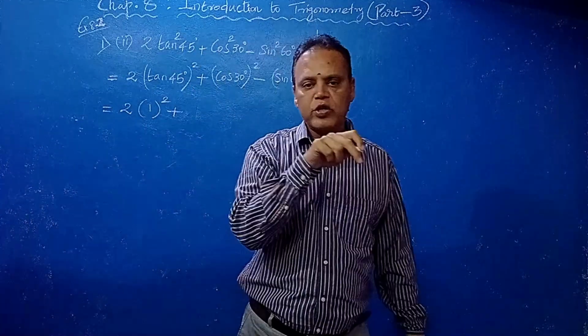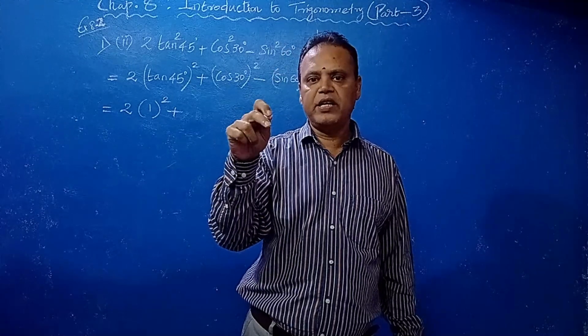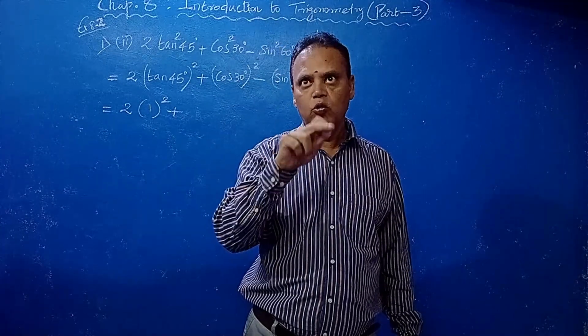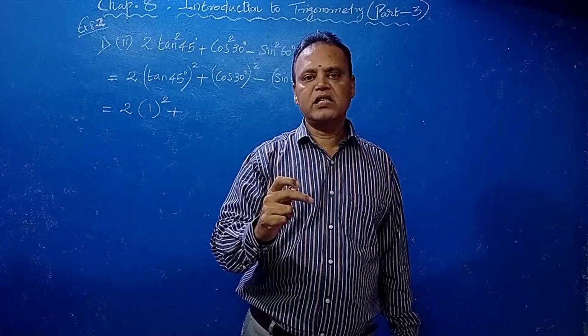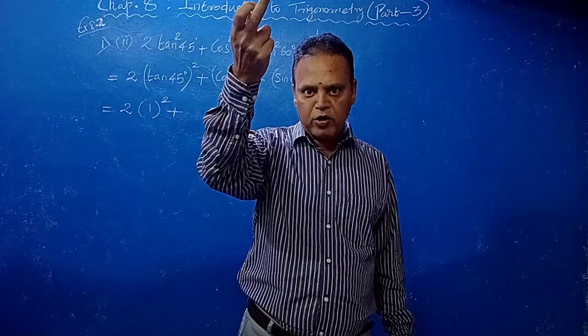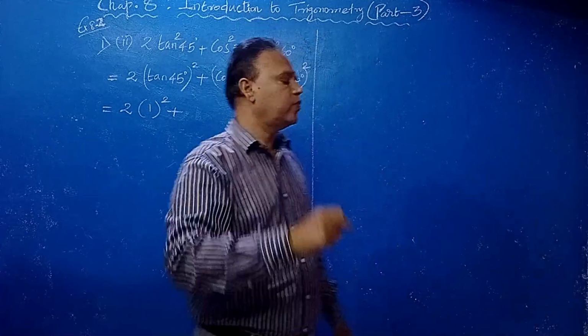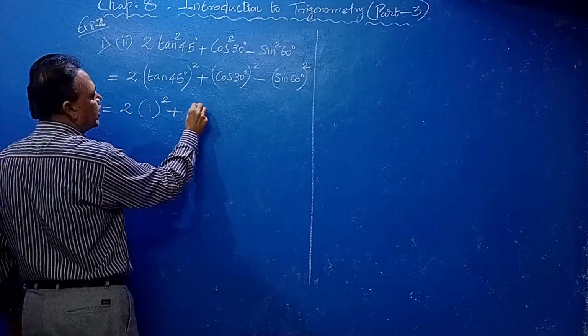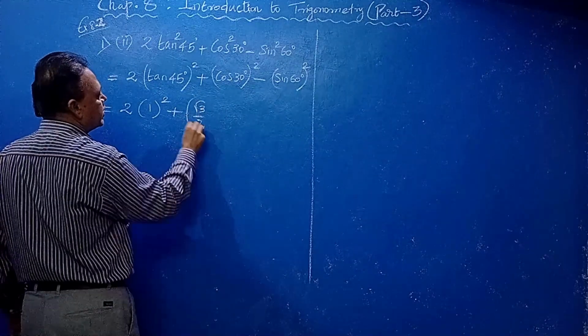Now cos 30. Just recall that diagram, 30 degree here. So 1, 2, root 3. For the 30 degree angle, the adjacent side is root 3 and the hypotenuse is 2. So root 3 by 2, you write that. Then squared.